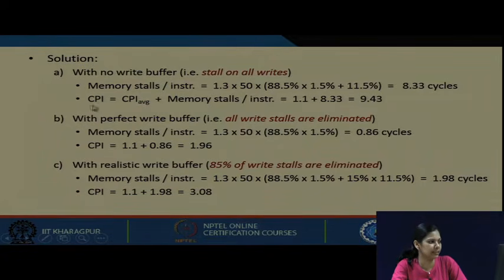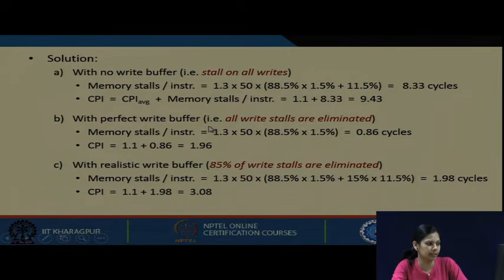So, what will be the CPI? CPI will be the average CPI plus this memory stall CPI. The memory stalls per instruction is 8.33, as we have calculated. So, the total CPI will come to 9.43 when we have no write buffer, when we are using the write through policy with no write allocate. Let us see the next case where we have a perfect write buffer.